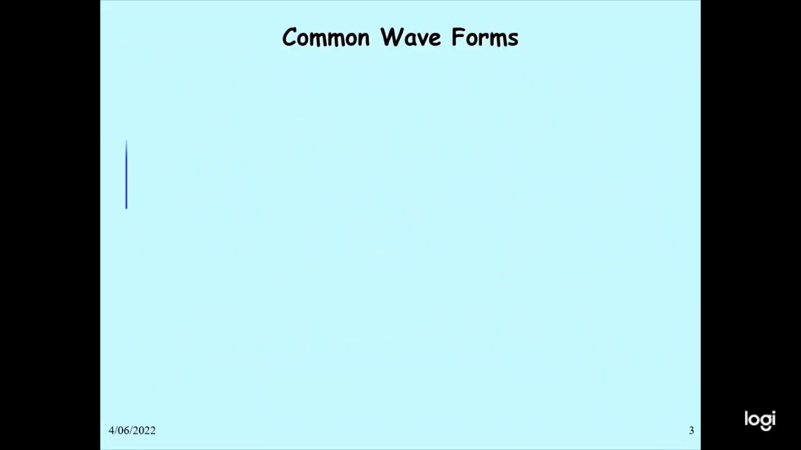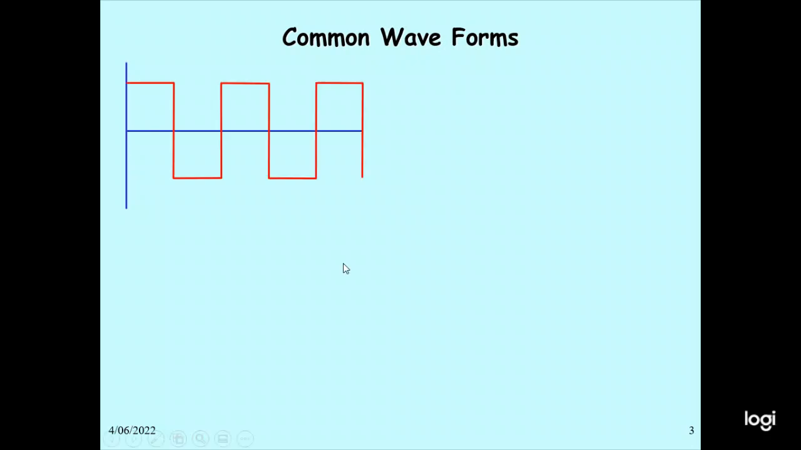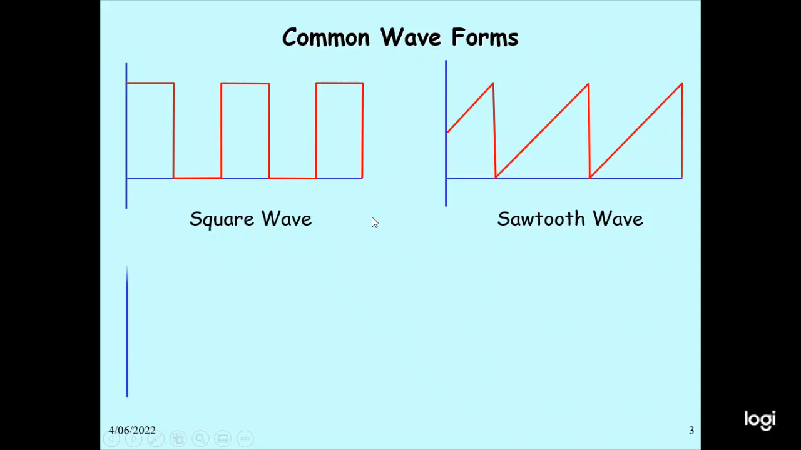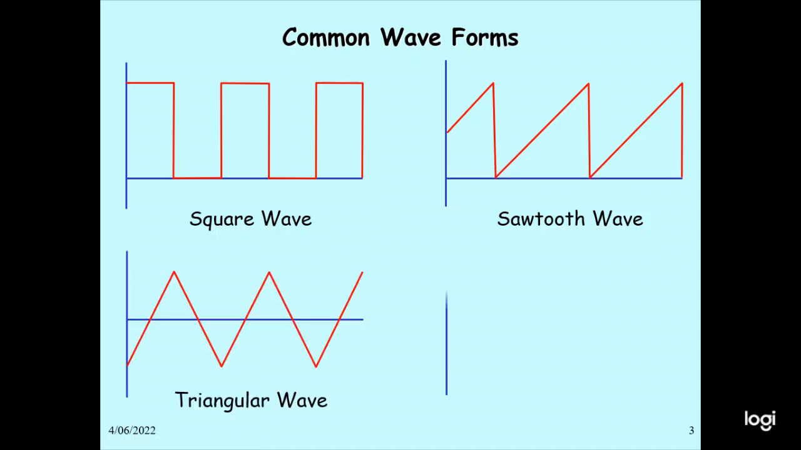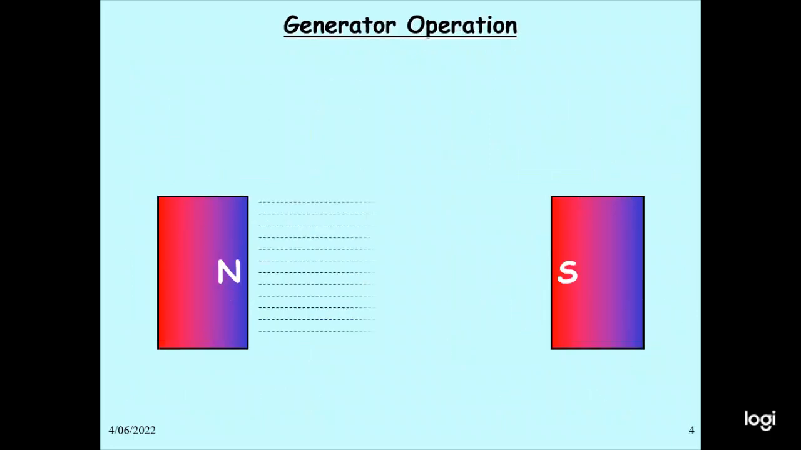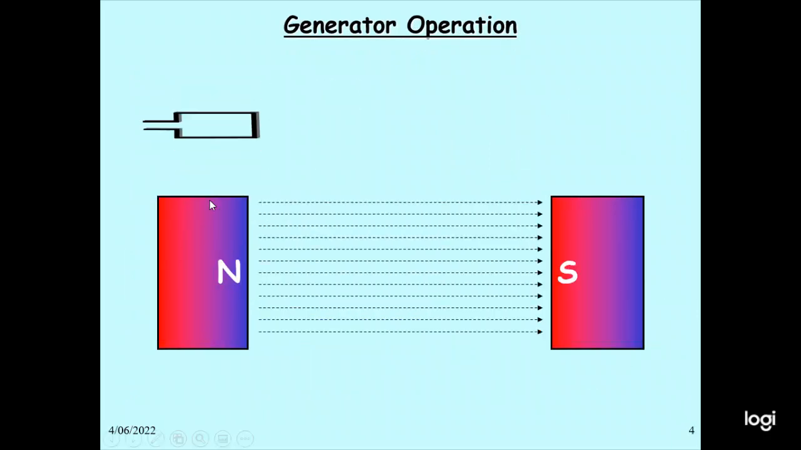So this is the common waveform diagram. This is for the square wave. This is for the sawtooth wave. This is a triangular wave. This is the sine wave. So these are the general waveforms.